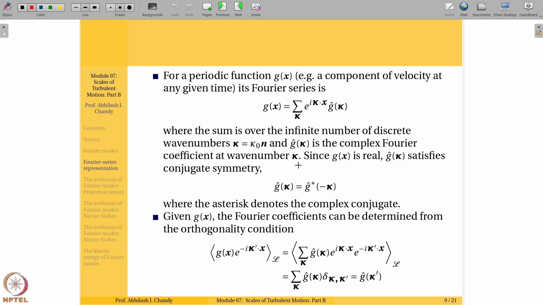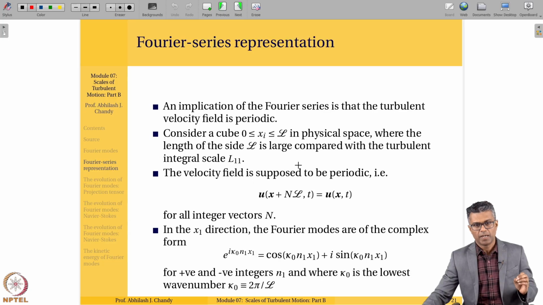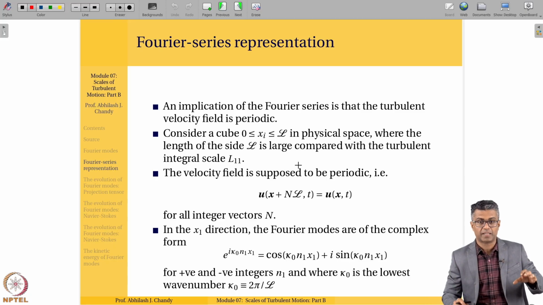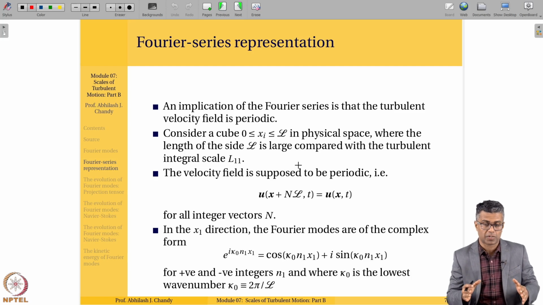Hello everyone. In the last class, we started to talk about the Fourier series and we started looking at some basics in the Fourier series, right? So the Fourier series representation is decided based on the fact that you have a velocity field that is periodic. That is one. So that's the first criteria.